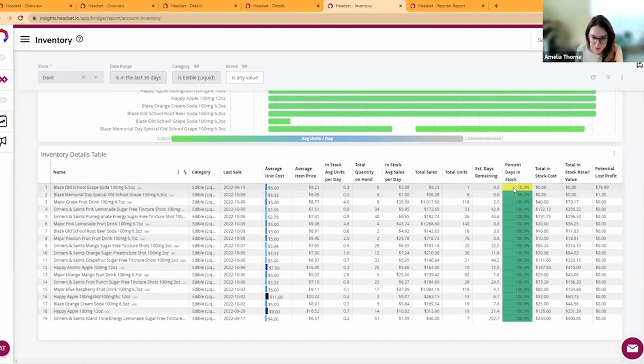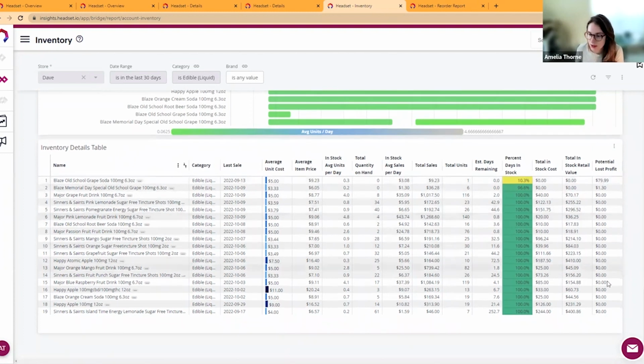So for example, this product isn't necessarily a good example, but we might be able to see some other ones within your own data. So this grape soda was only in stock 10.3% of the last 30 days. Total potential lost profit because it was out of stock 90% of the time was $80. So if this product was in stock the entire 30 days, we could have made $80 off of this one product.